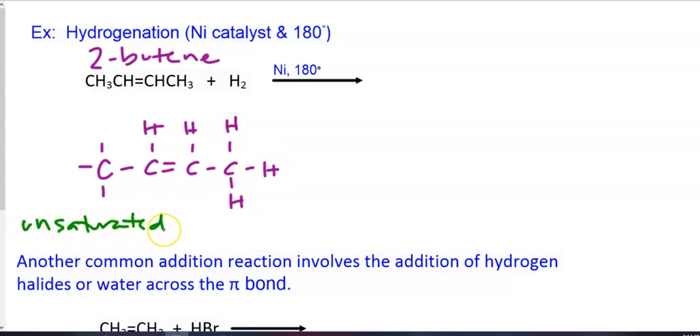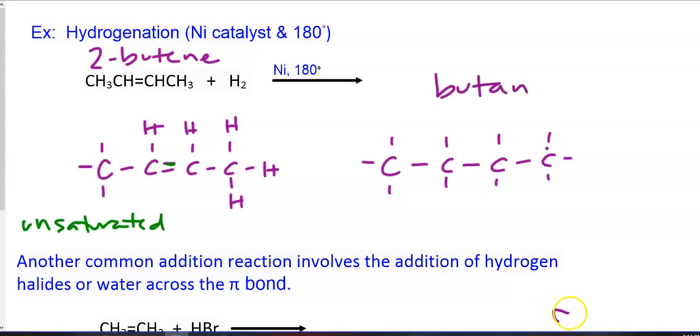Saturated means full. Unsaturated means it's not full. You've got bonds right here that are bonded to carbons instead of being bonded to hydrogens. Saturated means it has all single bonds. It's an alkane, which is what's going to happen. This is going to turn into your carbon with 3 hydrogens. That carbon-carbon double bond is now a single bond, and you're going to have hydrogens where that double bond was. So you're going to go from 2-butene to butane.